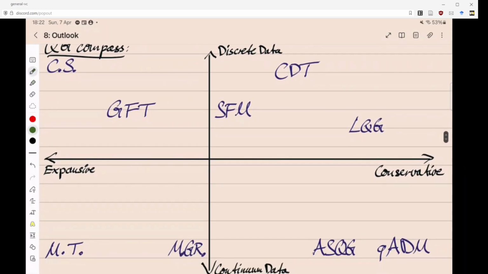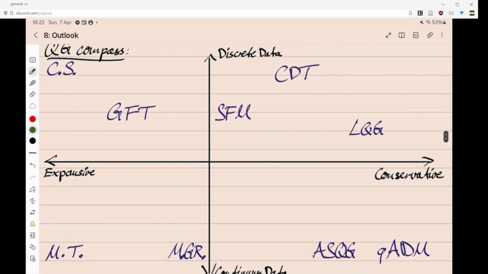I also place them further in the expansive direction, so further deviating from GR. In particular, because spin foam models definitely allow you to include topology change. And group field theory, by its nature, requires that you sum over topologies. That's just a few of the reasons why I place them like this.